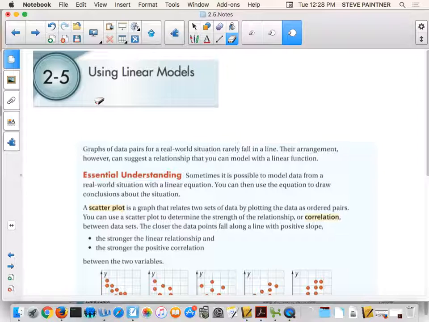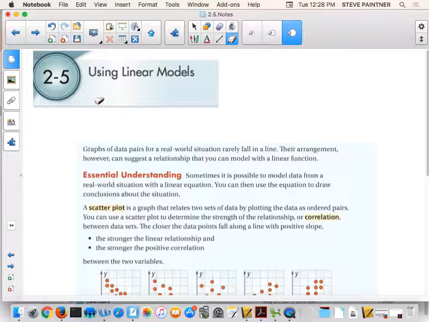It says, graphs of data pairs for a real-world situation rarely fall on a straight, perfect line. Their arrangement, however, can suggest a relationship that you can model with a linear function. A linear function is a line. That's all it is. It's just a line cutting through. Sometimes it is possible to model data from real-world situations with linear equations. You can then use the equation to draw conclusions about the situation. So we'll write the equation, and then we're going to use the equation to answer a question.